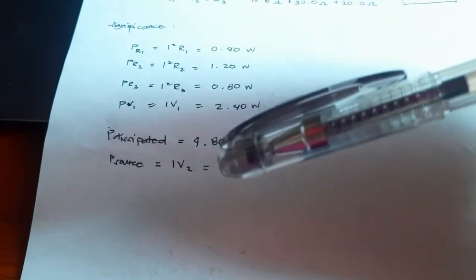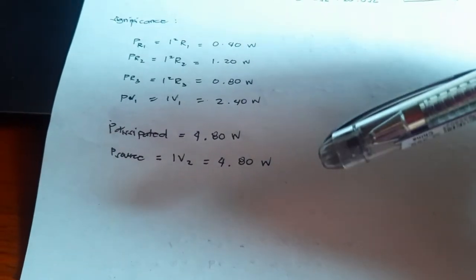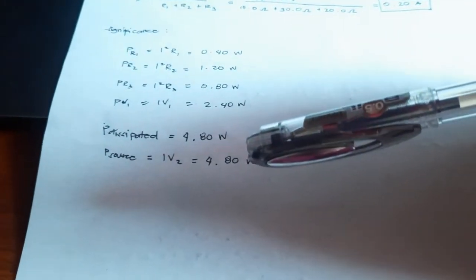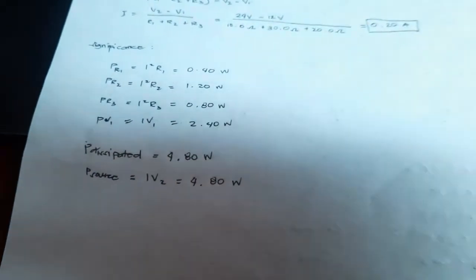Then ang power source is equals to I V2 is equals to 4.80 watts. So ang power supplied niya is equals to the power dissipated by the resistors and consumed by the battery of V1. So muna siya ang current flowing in the circuit, that katong figure 10.30 dato sa book.